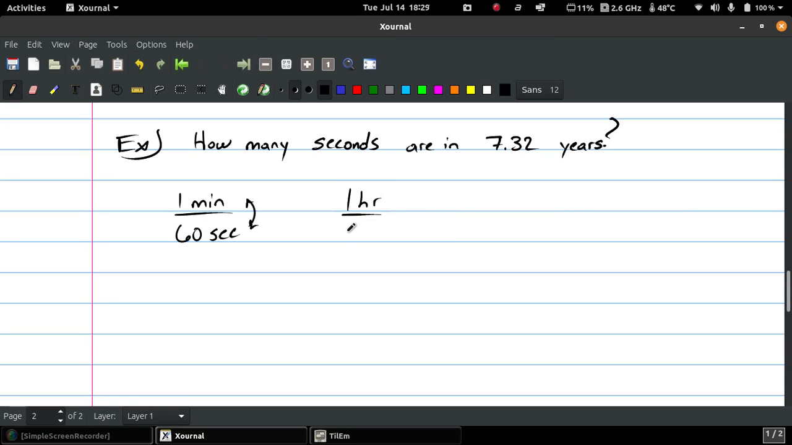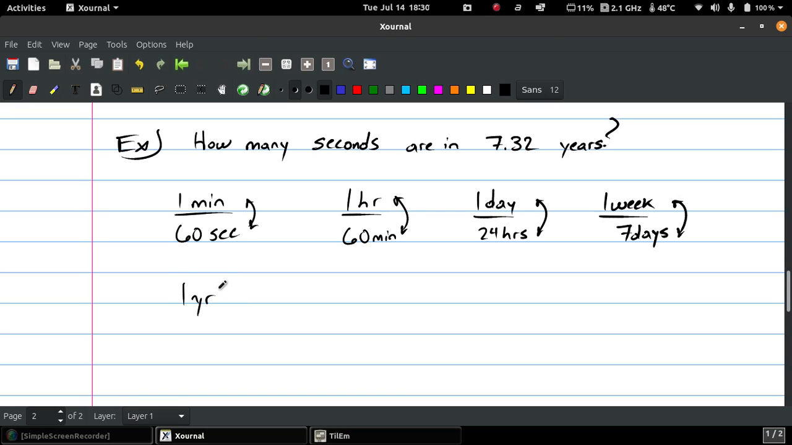1 hour is equivalent to 60 minutes. 1 day is equivalent to 24 hours. And these are all things you know. 1 week is equivalent to 7 days. And then we have 1 year is equivalent to 52 weeks. And this can go back and forth depending on how you have to write it.